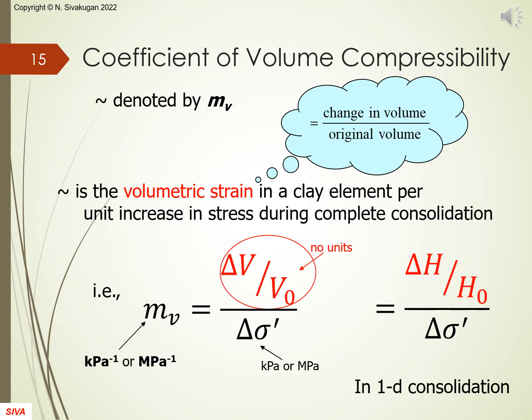Coefficient of volume compressibility, denoted by mv, is a measure of the compressibility of the clay. The higher the value, the more the clay compresses during consolidation. It is defined as the volumetric strain per unit increase in effective stress. In one-dimensional consolidation, volumetric strain is the same as delta H on H0. Here, V0 is the initial volume.